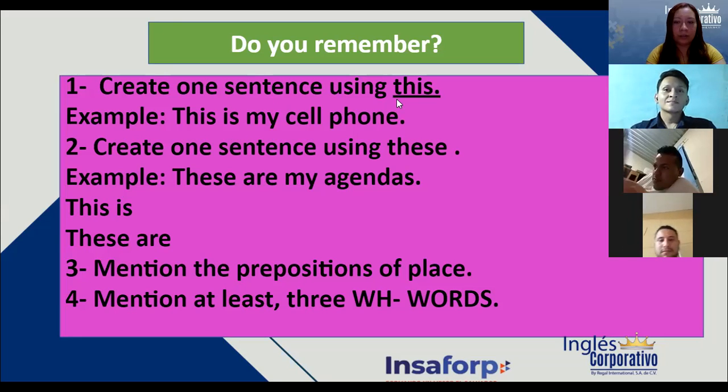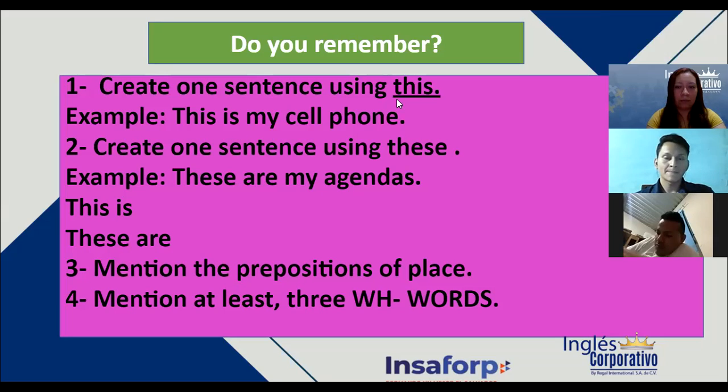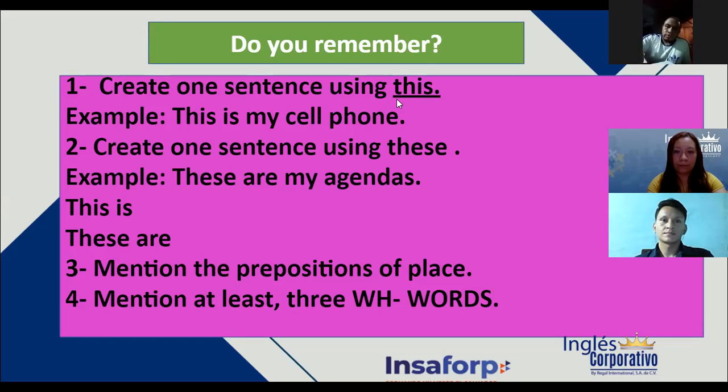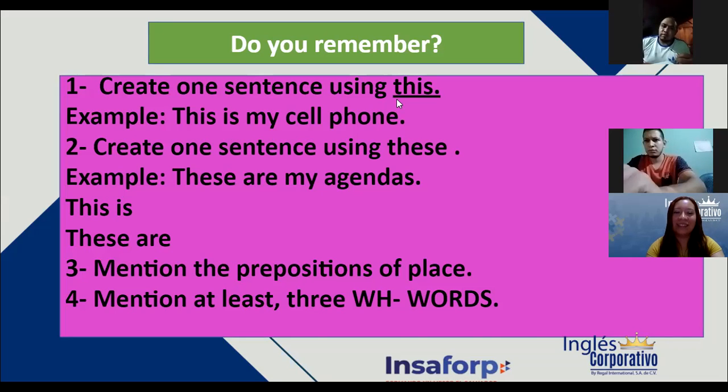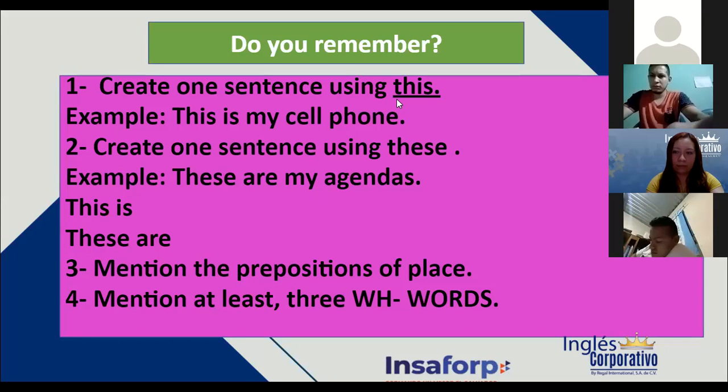Let's see, where are the others? A sentence using this. This is. Juan Carlos. This is my dream. Perfect. Luis Alberto. This is my pen. Correct. And Manuel, please. This is my key. If it's only one, but if they are keys, it would be these are, right? But it's fine. It is correct.